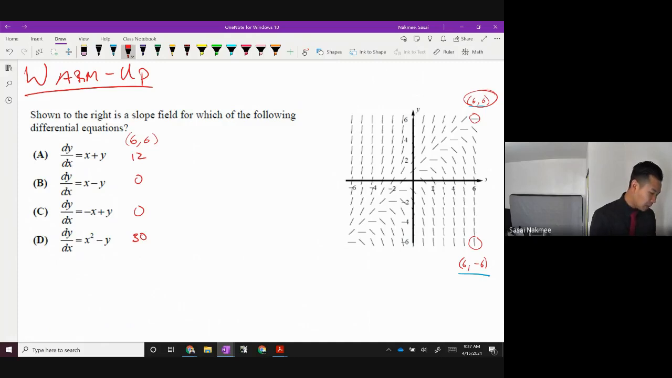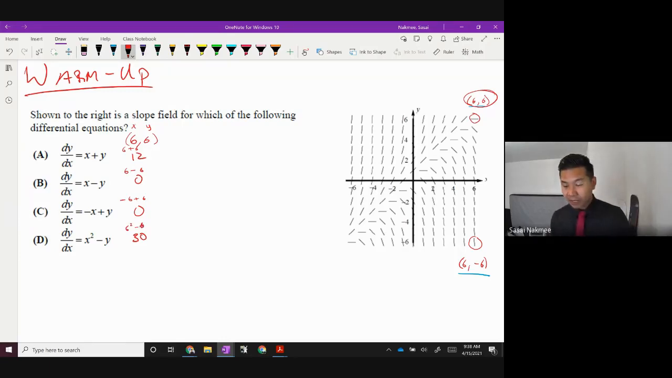So again, if you have trouble seeing what I just did, I'm taking this x value, this y value, and plugging it into these differential equations right here. So this one was 6 plus 6 to give me that 12. This one is 6 minus 6. This one's negative 6 plus 6. And this one is 6 squared minus 6. That's all I'm doing there. And I'm plugging that in to see what looks like the closest slope to this one right here.